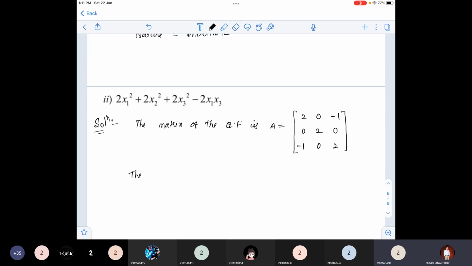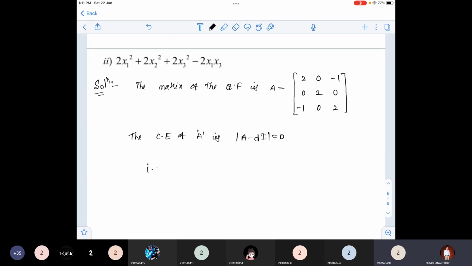Next, the characteristic equation of capital A is determinant of A minus lambda I is equal to 0. Now that is, we know, 2 minus lambda, 0, minus 1; 0, 2 minus lambda, 0; minus 1, 0, 2 minus lambda. That one is equal to 0.